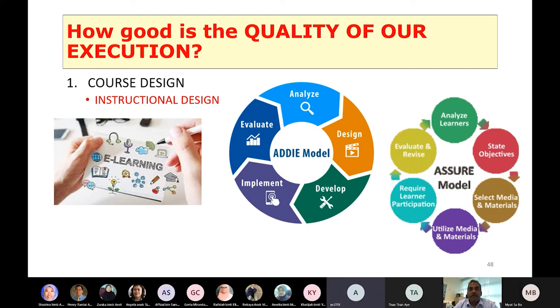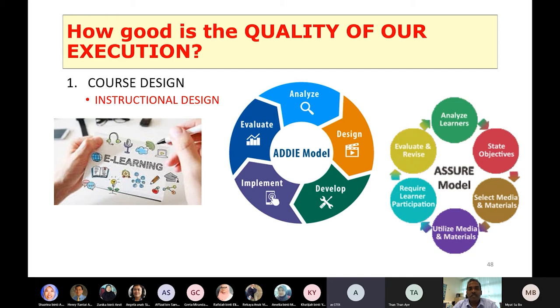Now, the quality of your execution. Number one, there will be three different factors that you need to consider to see how good the quality of your execution is. Three things you need to address here: the course design, later on I'll discuss the resources, and finally the development itself.